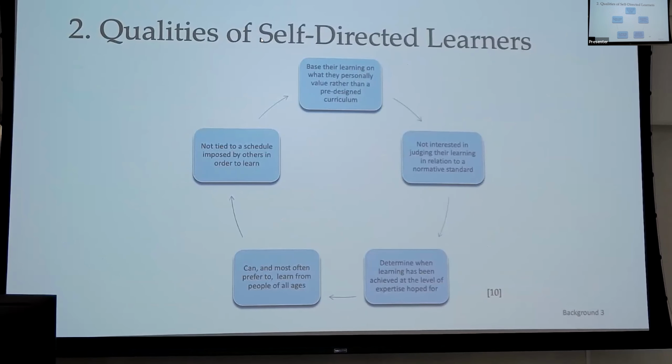Okay, now let's look at the qualities of self-directed learners. This is the second point with respect to the background of this. So this was work that I did a number of years ago discussing what these qualities are, but let's look at them. They think on what they personally value rather. Now, because it's not based on a pre-designed curriculum, they're not interested in judging their standard. Instead, they determine when their learning has taken place and been achieved at a level of expertise that they themselves have hoped for. They can, and most often do, prefer to learn independently, and they're not tied to a schedule imposed by others in order to learn.